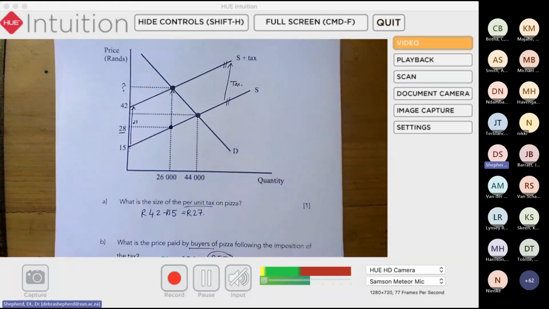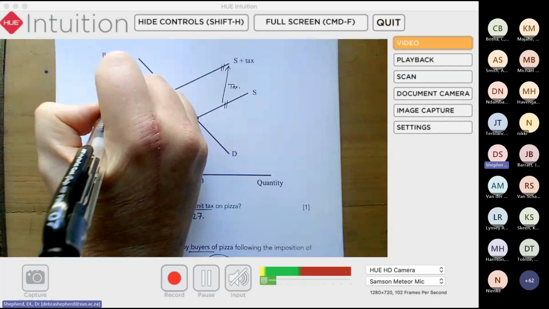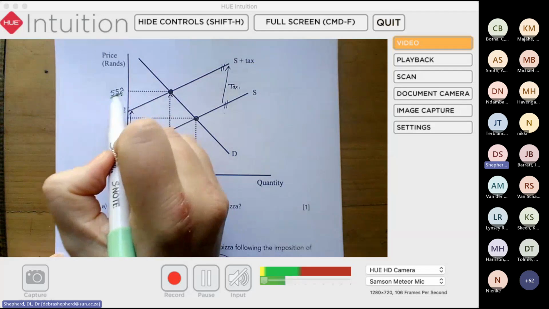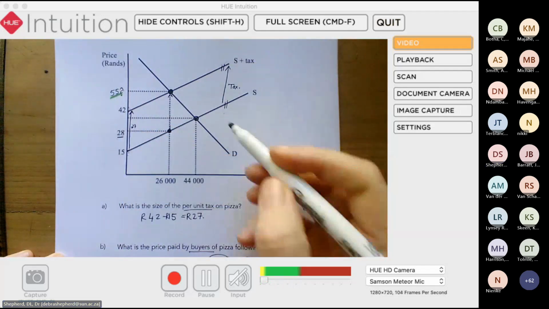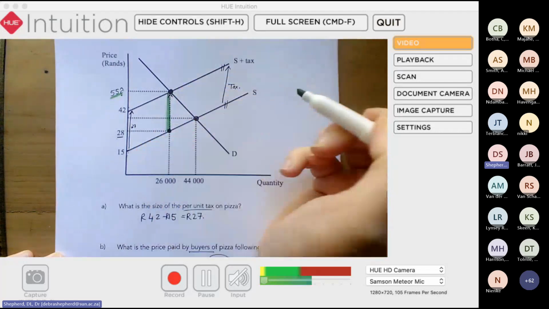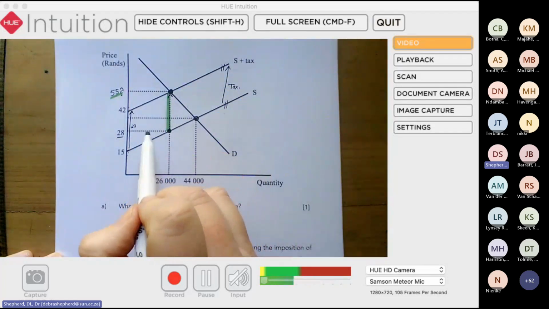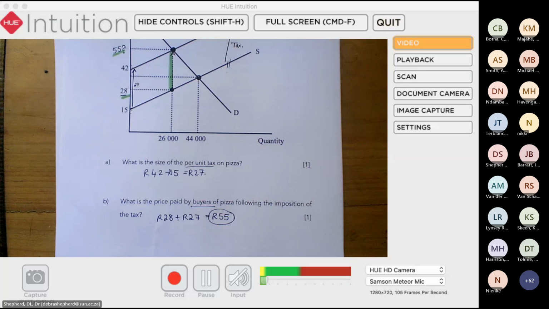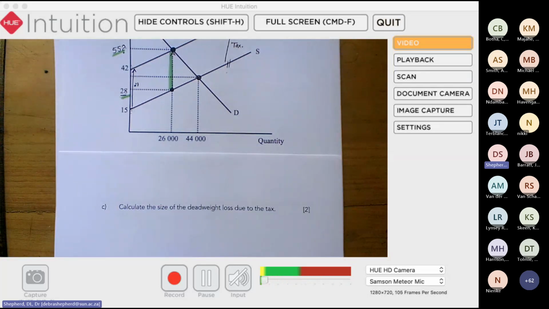What price do sellers receive? So this is 55. What is the price that sellers are receiving after the tax? So buyers pay 55 Rand to the sellers. The sellers then hand over 27 Rand in tax to government. And so how much do they get to keep after they've paid the 27 Rand? 28 Rand. Question C then asks, calculate the size of the deadweight loss due to the tax.